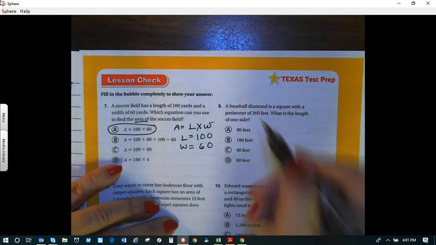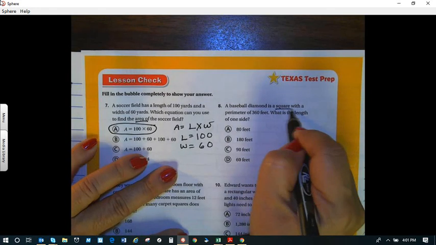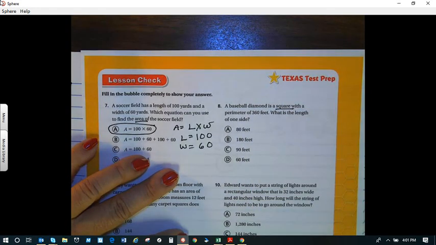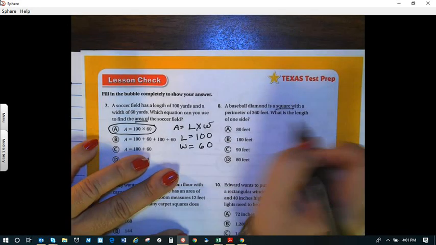Number 8, a baseball diamond is a square. What do we know about the attributes of a square? Absolutely right. All sides are equal. Very good. With a perimeter of 360, what is the length of one side?